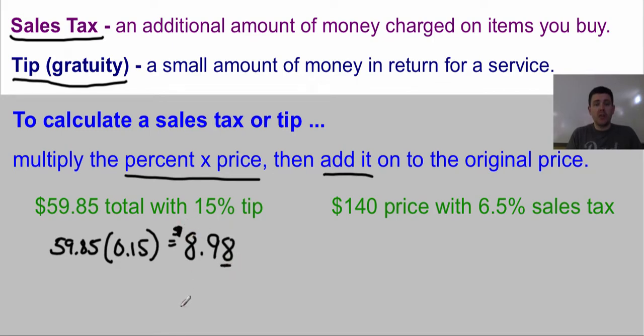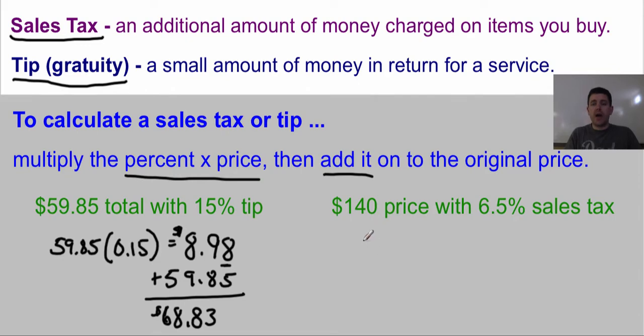That's the amount of tip, but now you add it back to your original amount. It's an amount that gets added on to your price. So $8.98 plus $59.85 gives me a total of $68.83. So we just multiply the percent times the price, get the amount of tip or the amount of sales tax, and then add it back on.